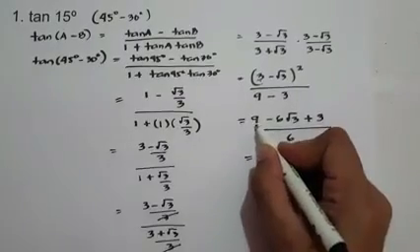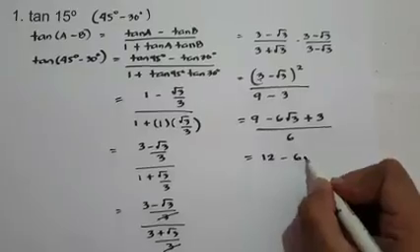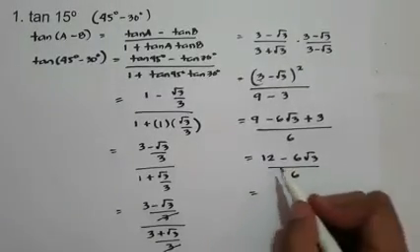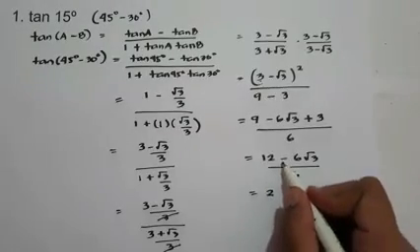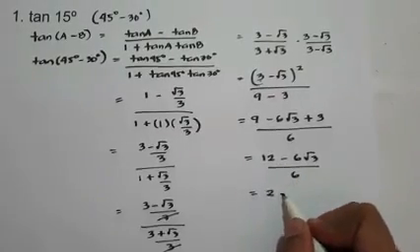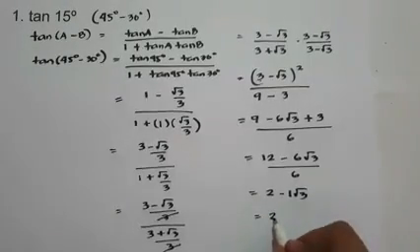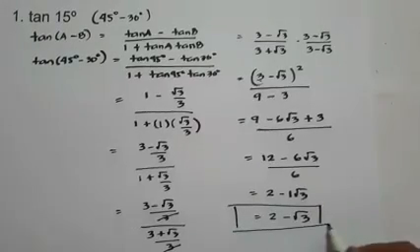So let's have 9 plus 3, that is 12, minus 6 square root of 3, divided by 6. So let's simplify. 12 divided by 6 is 2. And then negative 6 divided by 6 is 1, square root of 3. Or we can write our answer as 2 minus square root of 3. And this will be our answer.